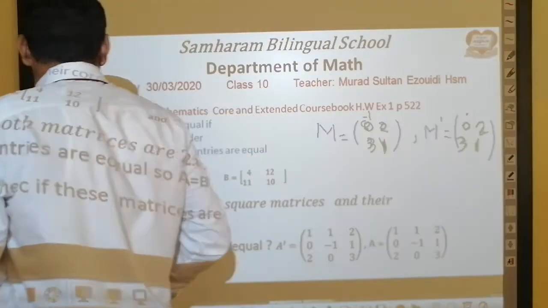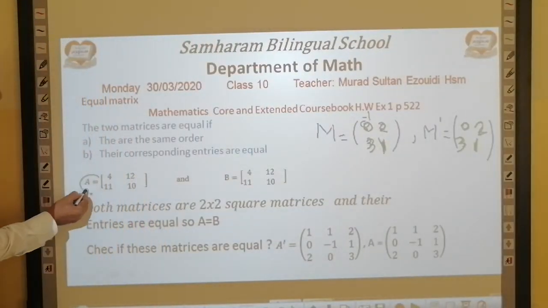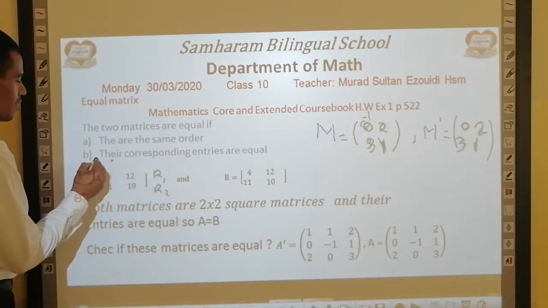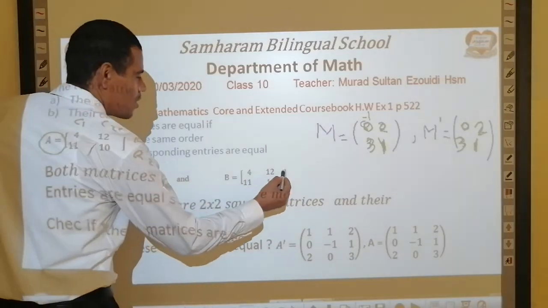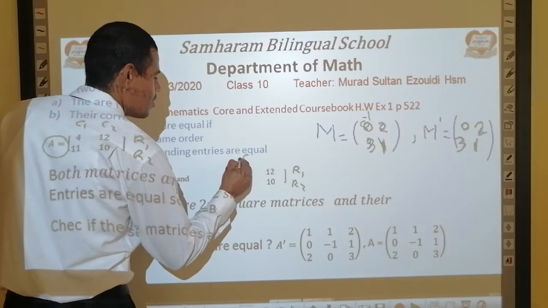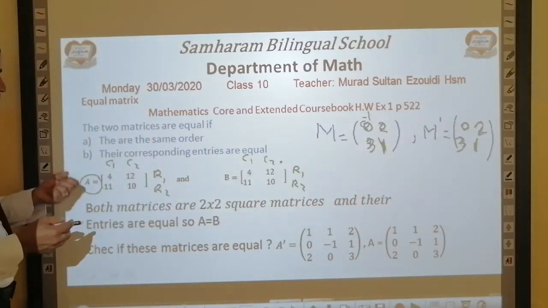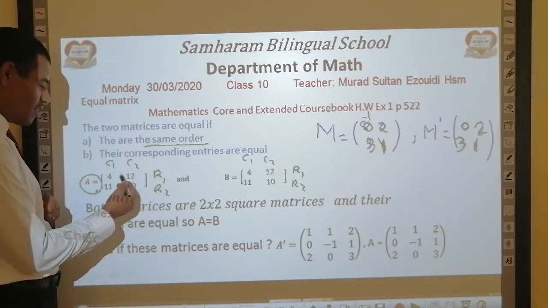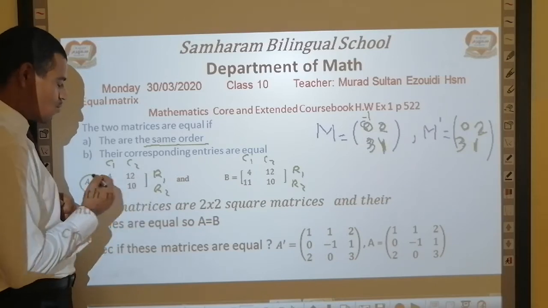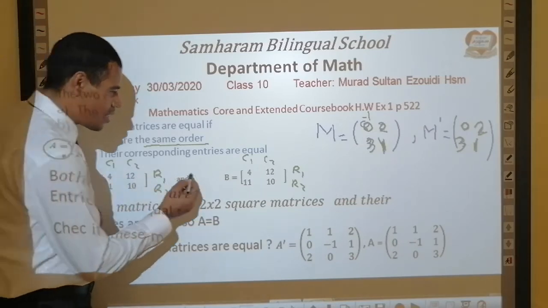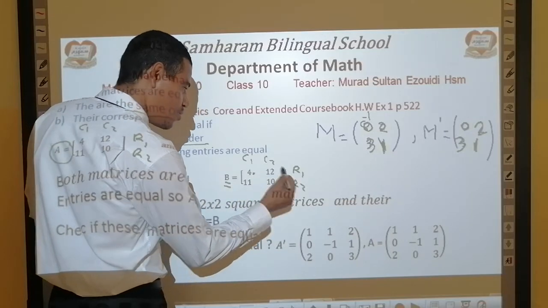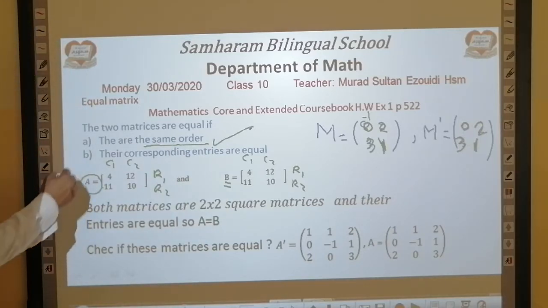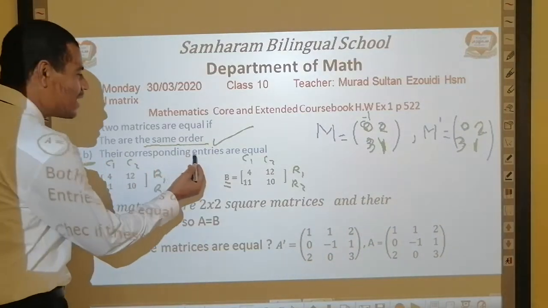Okay. For example, look at this matrix. Matrix A has two rows, R1, R2, and C1, C2. Also this one, row 1, row 2, C1, C2. First of all, let's discuss the order of these matrices. Matrix A is a square matrix of order 2 by 2. Why? Because two rows and two columns. The second one, B, is a square matrix of order 2 by 2. Why? Two rows and two columns. So this one is verified. Check it. Their corresponding entries must be equal.